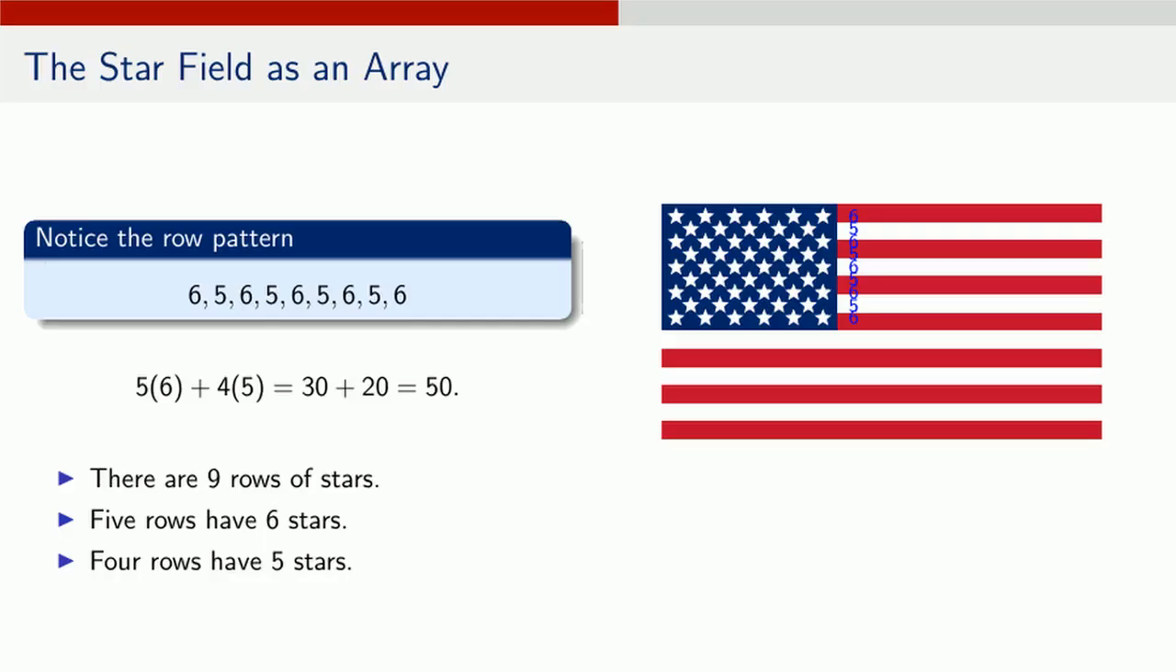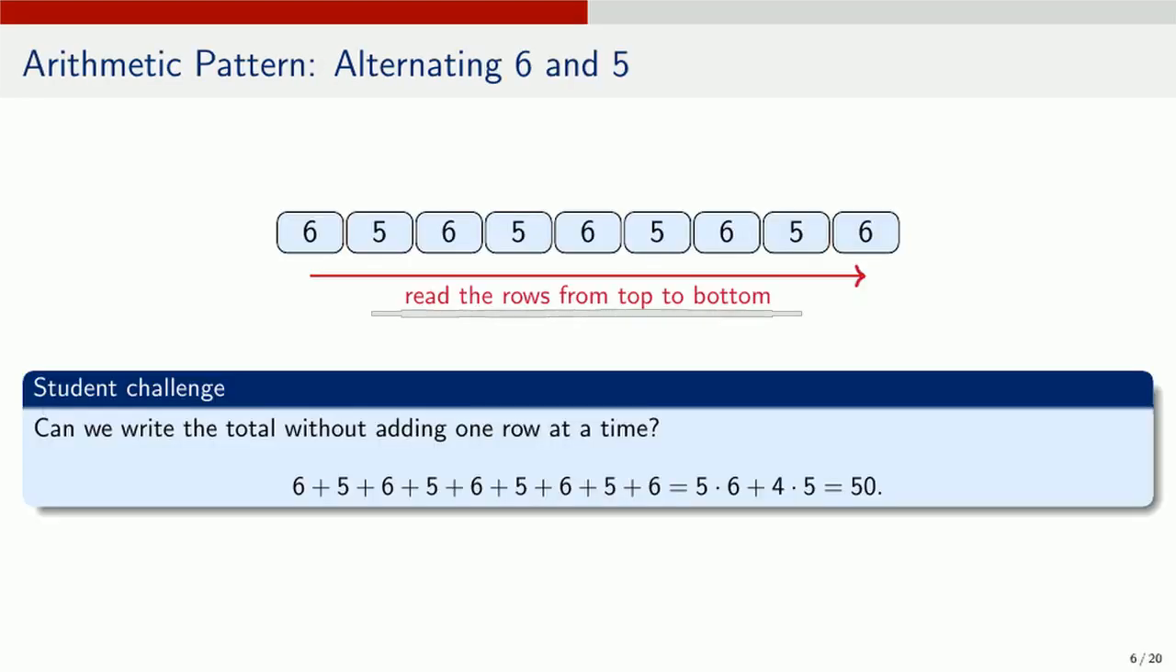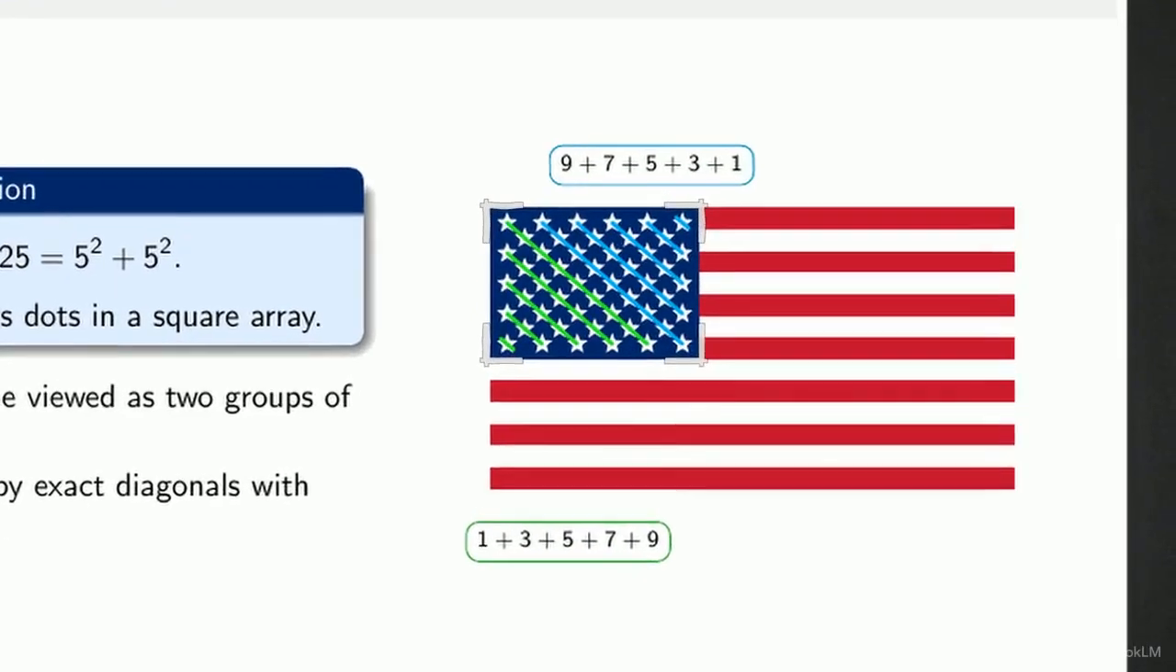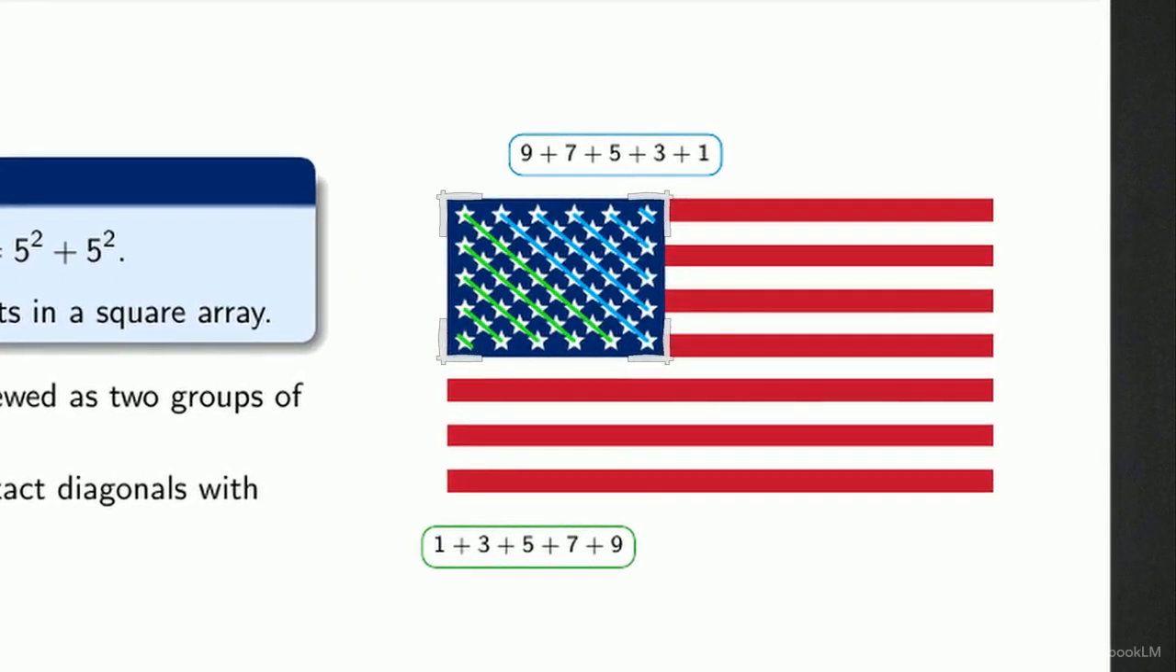This schematic breaks down the blue star field. Mathematically, it is an alternating array. This diagram shows the rows read from top to bottom, where we find 5 rows containing 6 stars, interspersed with 4 rows containing 5. This visualization asks us to change our perspective. Instead of reading horizontally, we can group the stars along exact diagonals to reveal 2 identical sets of 25.